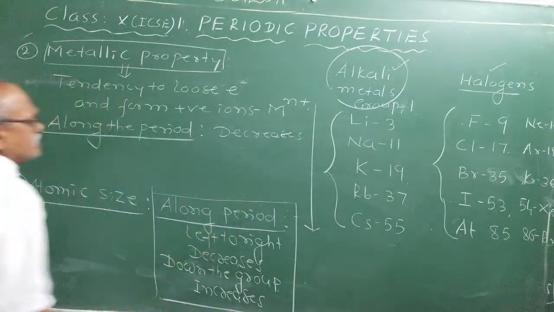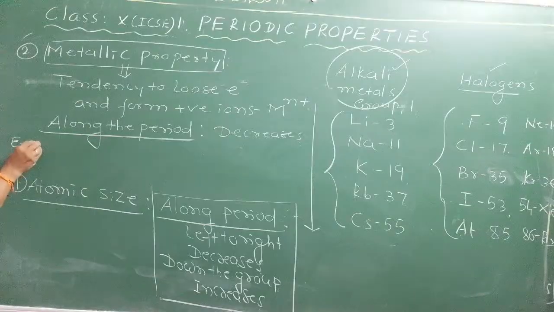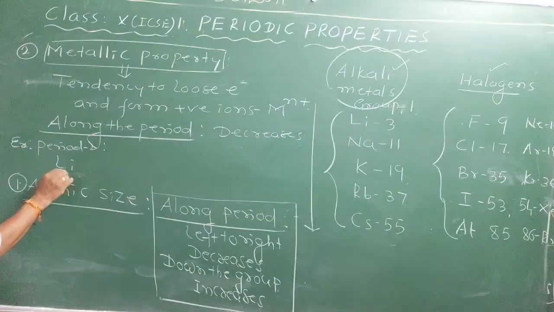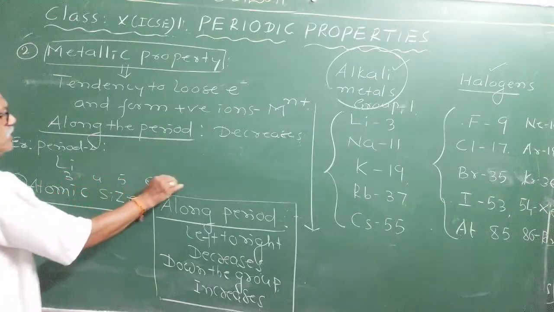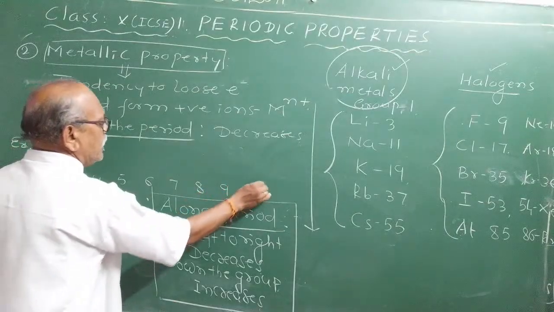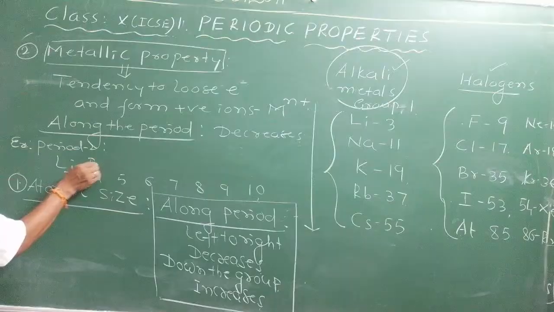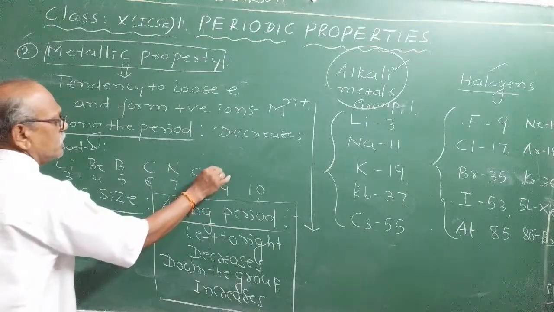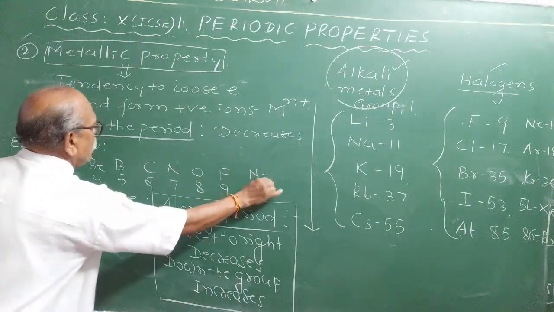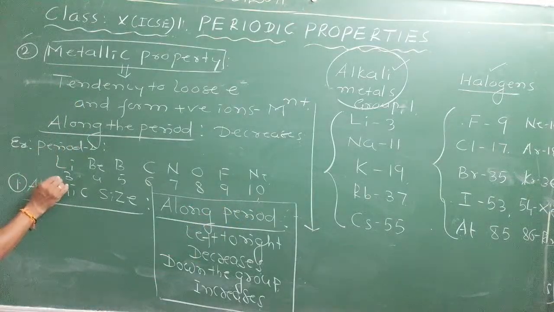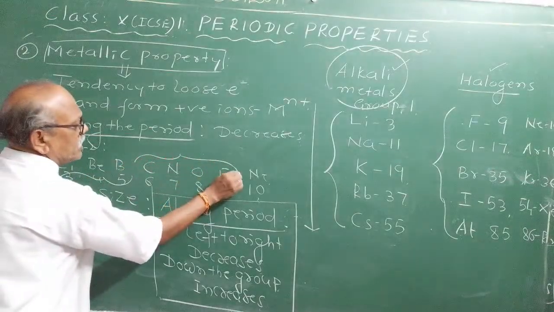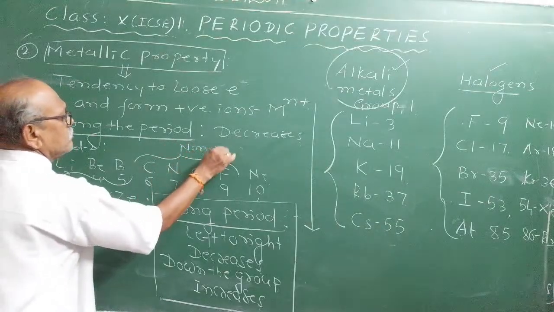Right? If you take as an example, period 2, the elements are lithium 3, 4, 5, 6, 7, 8, 9, 10. Lithium, 4 is beryllium, 5 is boron, 6 is carbon, 7 is nitrogen, 8 is oxygen, 9 is fluorine, 10 is neon. If you observe here, lithium, beryllium, boron are metals. Carbon, nitrogen, oxygen and fluorine are called non-metals.